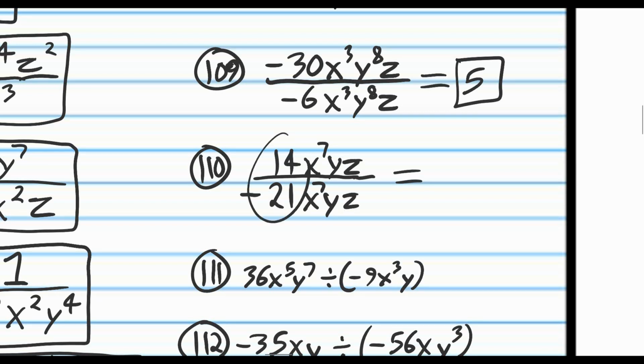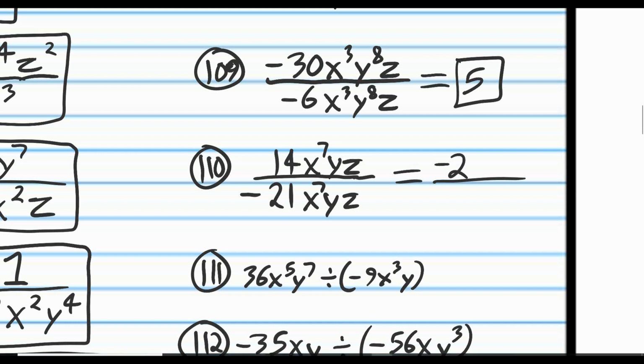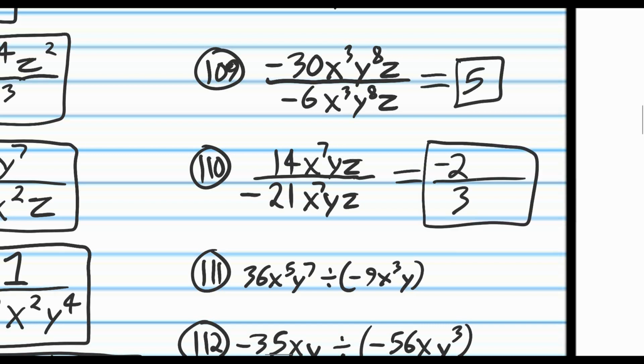All right, we're back. We can divide both these numbers by 7, and we get 2. I guess I'll put my negative on the 2 just to save time. So 14 divided by 7 is 2, and 21 divided by 7 is 3. And the variables just cancel out again. So you're left with negative 2/3. Maybe I should write that a little neater. Negative 2/3.